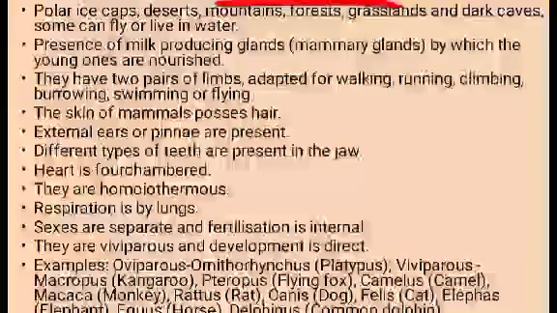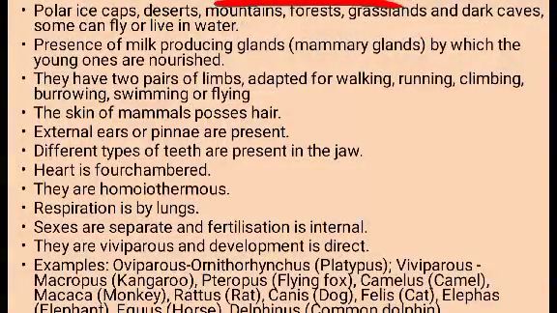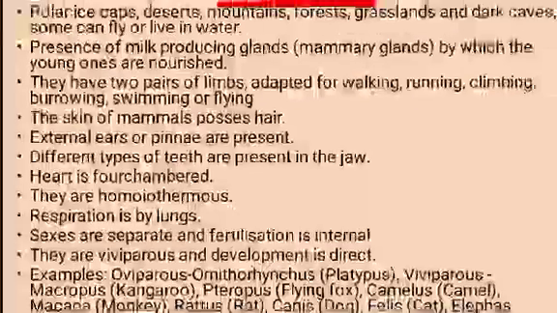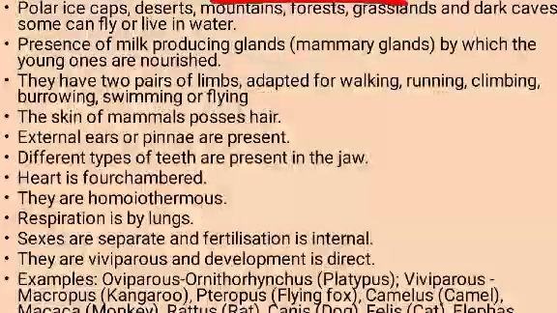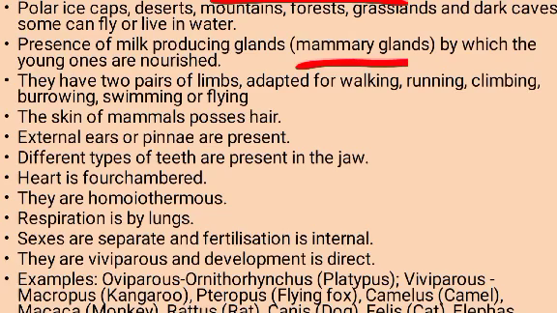In a lot of habitats you can see them: in ice-covered mountains, deserts, forests, grasslands, even in caves which are very dark in nature. Some of them live in water, or are even adapted to fly in the air. The most unique and important characteristic of mammals is the presence of the mammary gland.